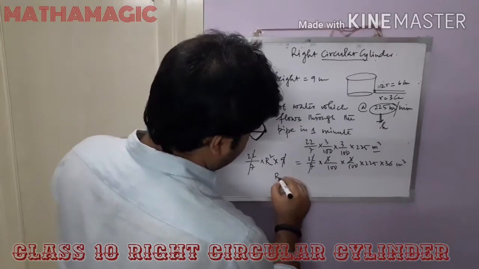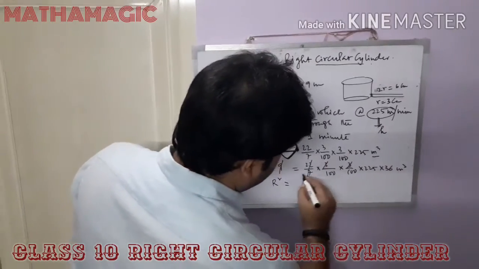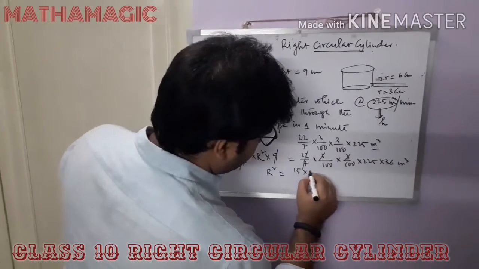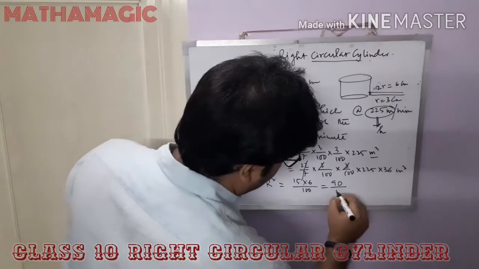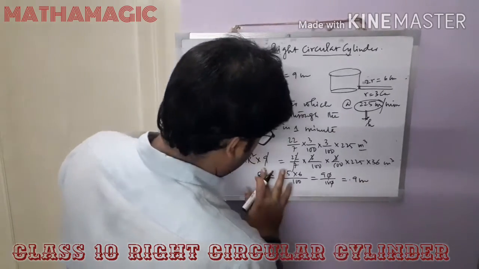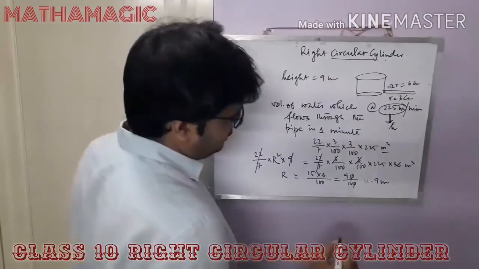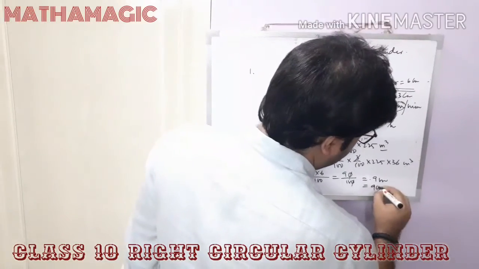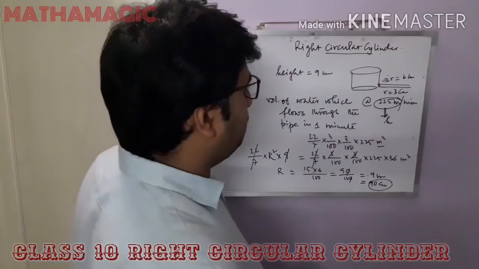Now R square is equal to, we have to take the root of this one. So it will be 15 into 6 divided by 100. So it will be 90 by 100. It is 9 by 10 or 0.9 meter. So R is 0.9 meter, that is 90 centimeter. That is the radius of the tank.